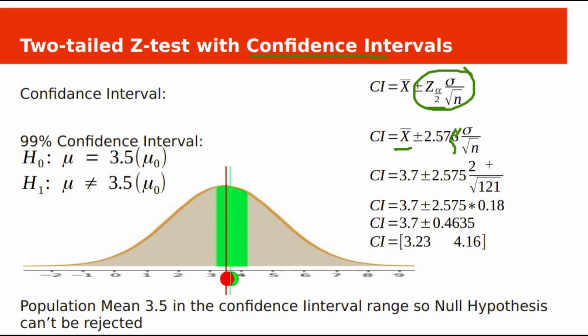It is 5, and population standard deviation 2 by square root of sample size, it is 121. If you calculate this value, then you will get the lower bound 3.23 and upper bound 4.16. This is the confidence interval range for 99% confidence level for this sample mean. See here, sample mean is 3.7 and lower bound is around 3.23 and upper bound 4.16. This mu naught, 3.5, is between the upper bound and lower bound, so you cannot reject the null hypothesis.